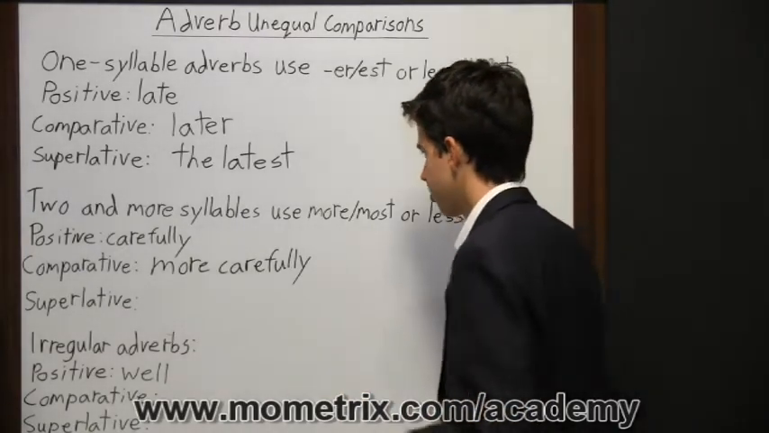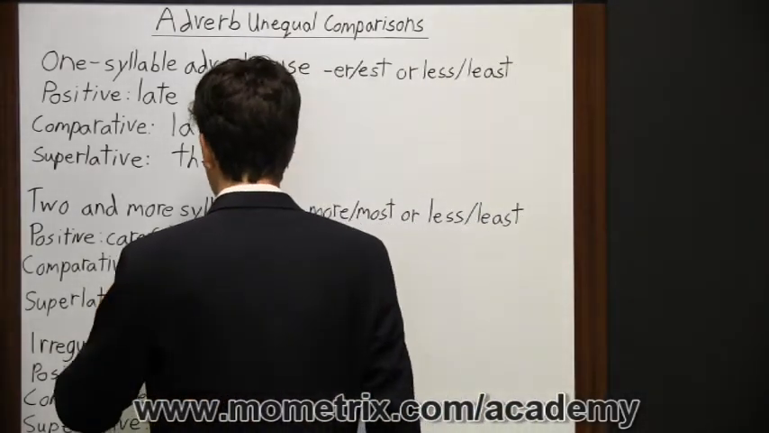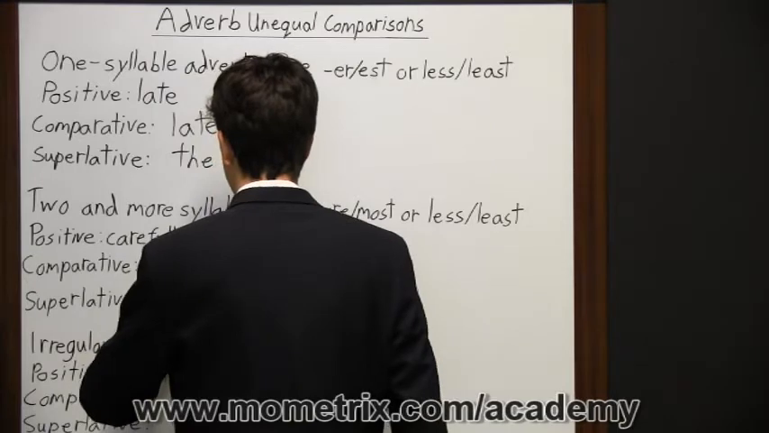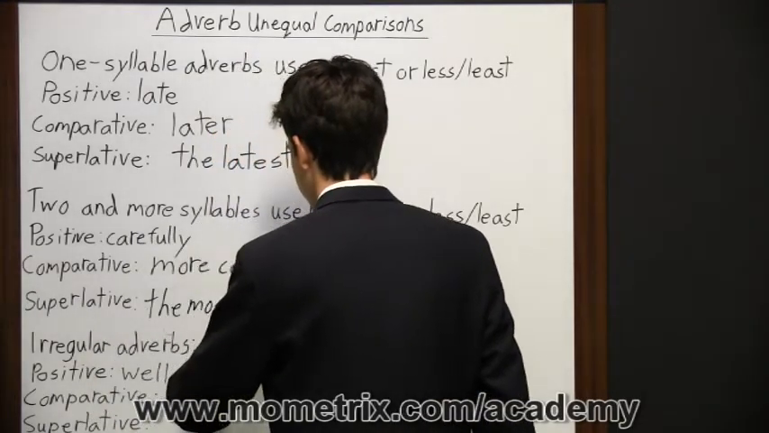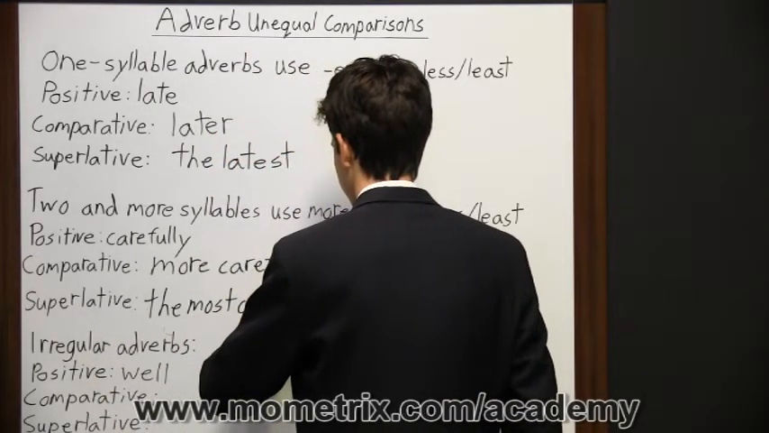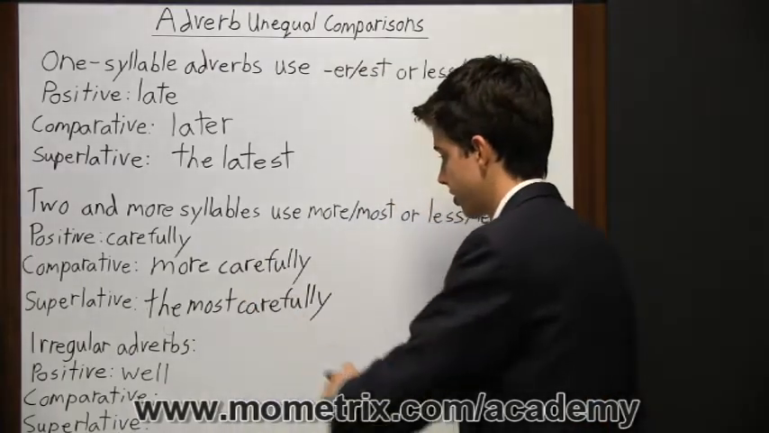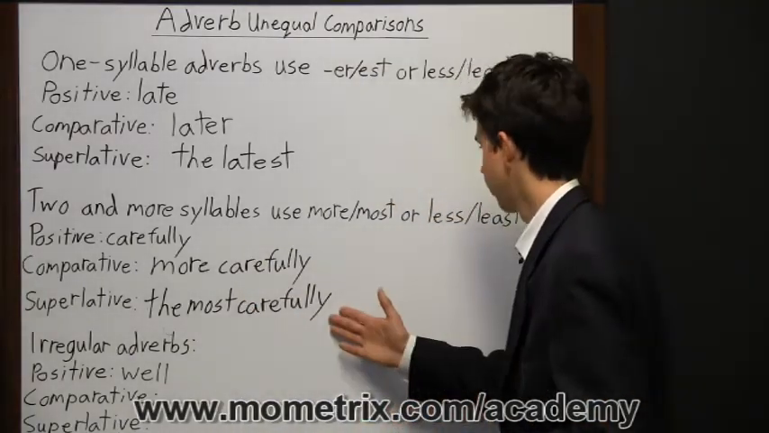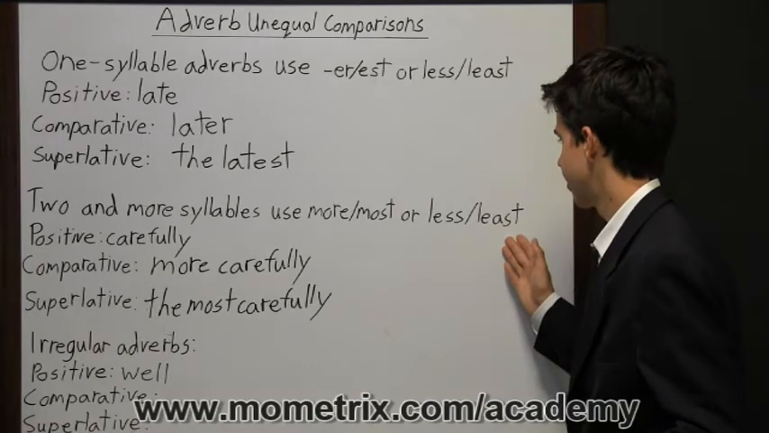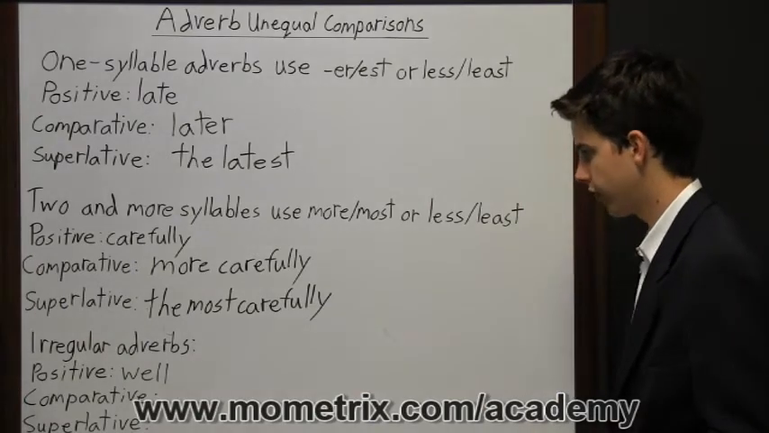And then also with the superlative form, if you have three or more, you would refer to one person as doing it the most carefully. And then you could refer to the person who wasn't very careful as doing something the least carefully.